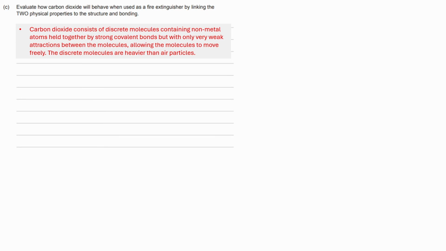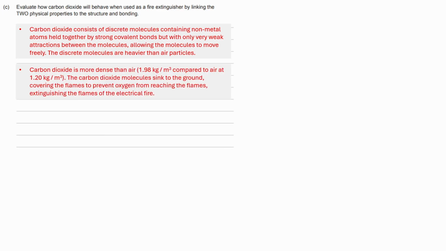Also, we can see here that these discrete molecules are heavier than the air particles. They must be for the carbon dioxide to be more dense than the air particles. And actually they are. The molar mass of carbon dioxide is, I think, 44, where the molar mass of oxygen gas is 32, and the molar mass of nitrogen gas is 28. So it is heavier than the other two gases that commonly make up air. Carbon dioxide is more dense than air. We, again, remember from the last one, we need to give the data, chuck that in there. So we're putting down the density values, 1.98 compared to 1.2.